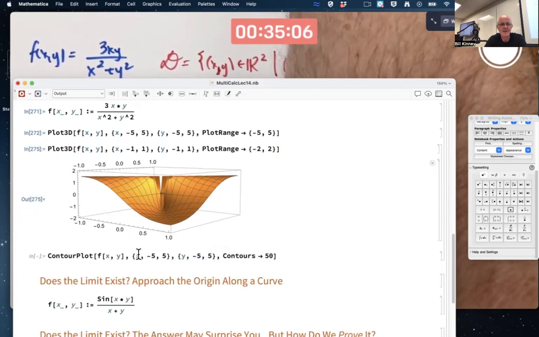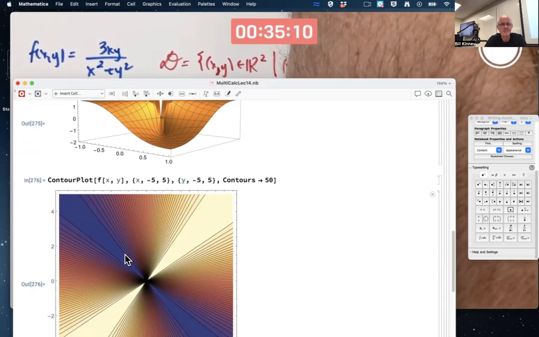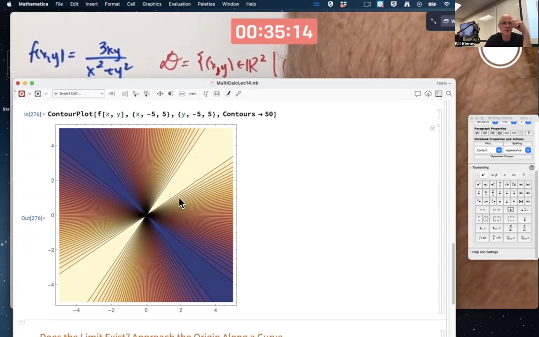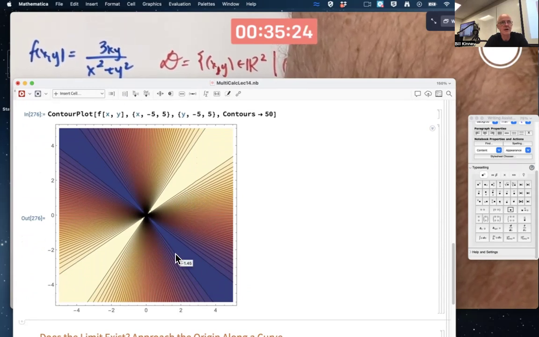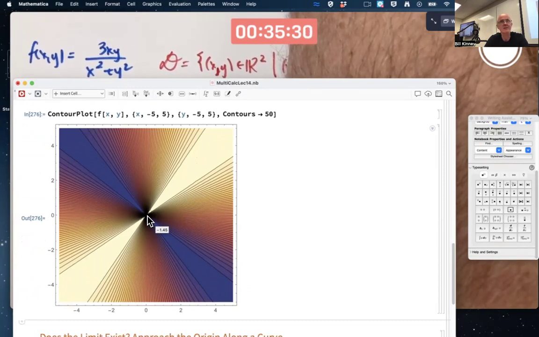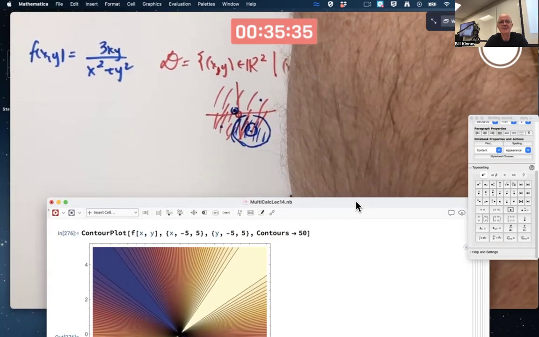What does the contour plot look like? Oh, wild. Now remember, each one of these curves, which seem to be straight lines here, correspond to different values of the function. Lighter meaning higher, darker meaning lower. If we approach the origin here, it seems like the function approaches many different values. How could we confirm that?